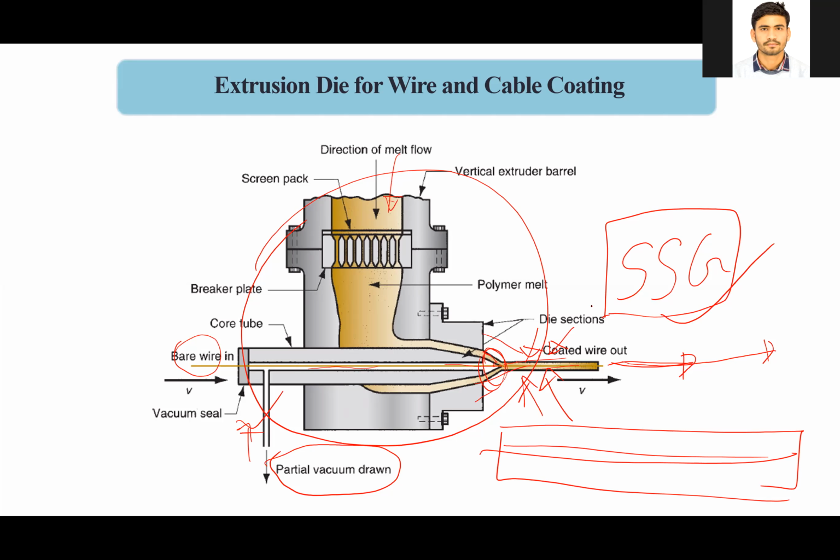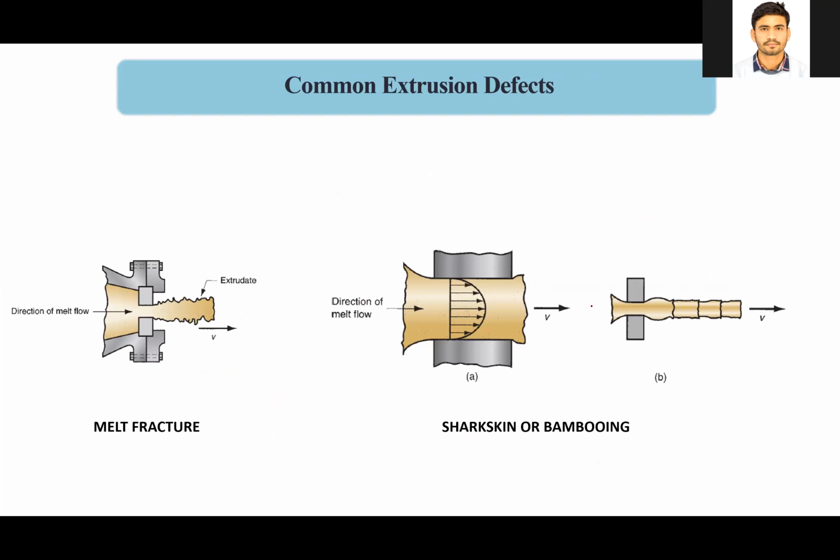So these are the extrusion processes for solid product. If you want to produce a solid product, then these are the extrusion processes you need to use. And the common extrusion defects: what happens if something goes wrong, and what goes wrong? What is the possibility of going wrong?